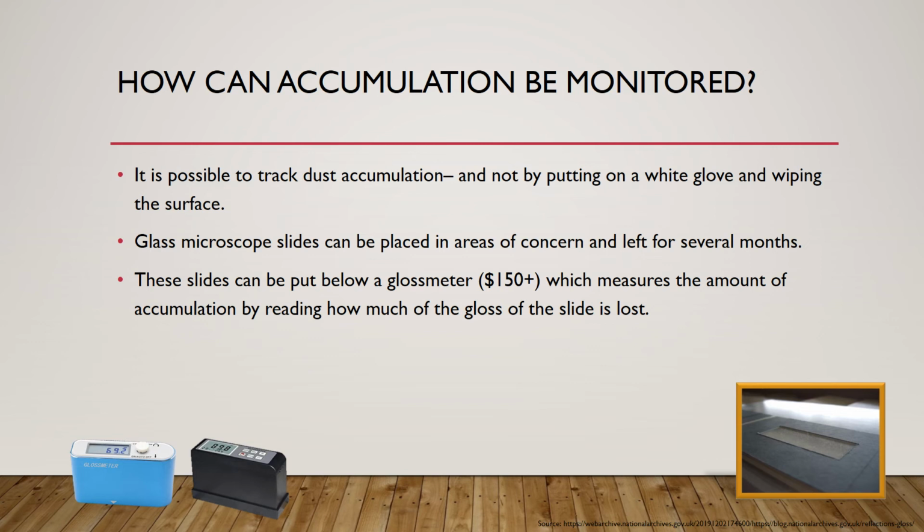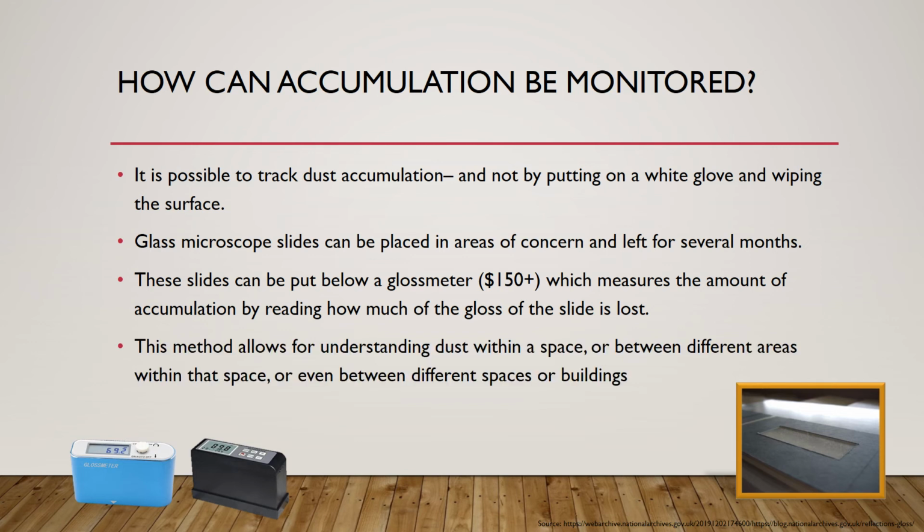In the bottom right corner, we can see dust accumulation on a protected glass slide at the National Archives. This method lets us see how dust gathers in a room or how accumulation might differ at various heights or locations within a room, a building, or buildings.